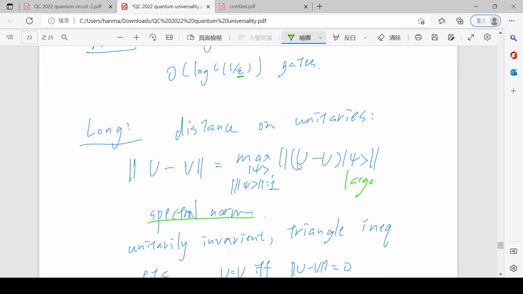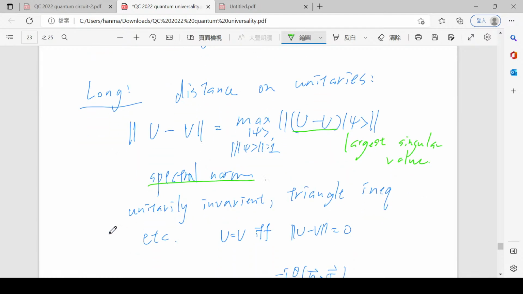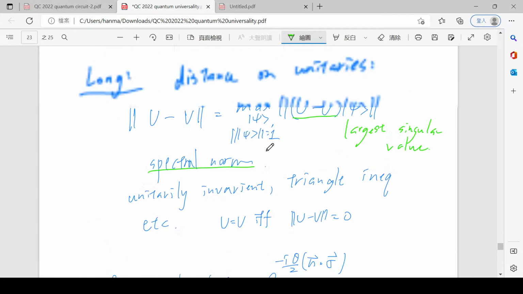If you think about the singular value decomposition on this part, this will be the largest singular value, or the largest absolute value of the eigenvalues. Okay, largest singular value. So that's the norm we use, the spectral norm. And it has nice qualities.